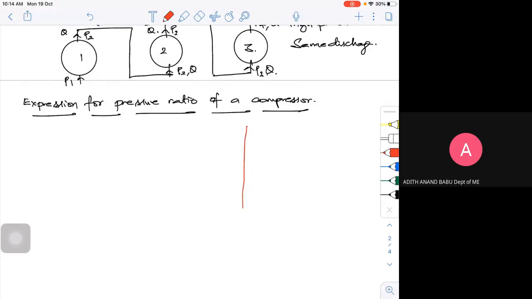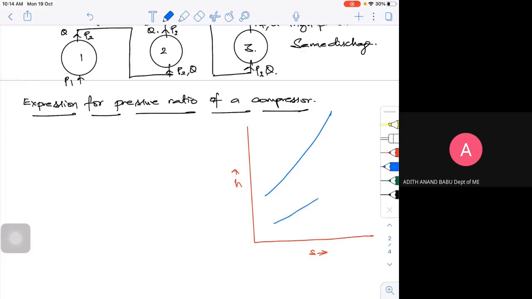This is my H and this is my S. Then the pressure lines have to go. They are not parallel, but they are almost diverging. So this is my pressure diagram. This is P2, this is P1 if it is static, or if you want it in terms of dynamic, I can put P01 and P02.